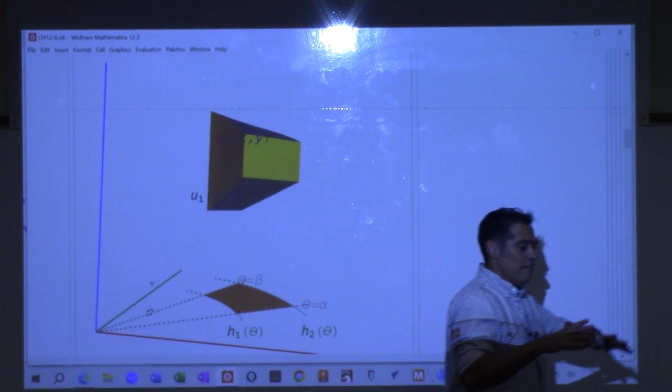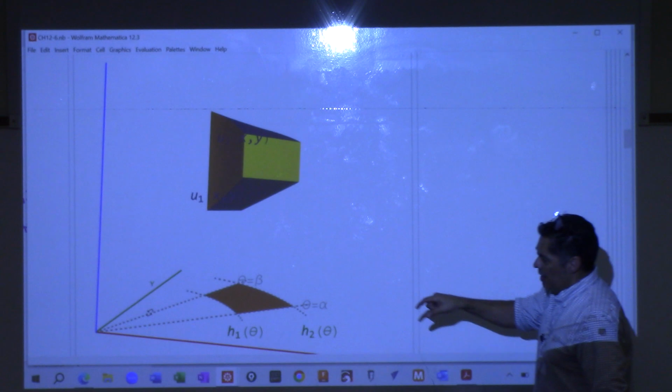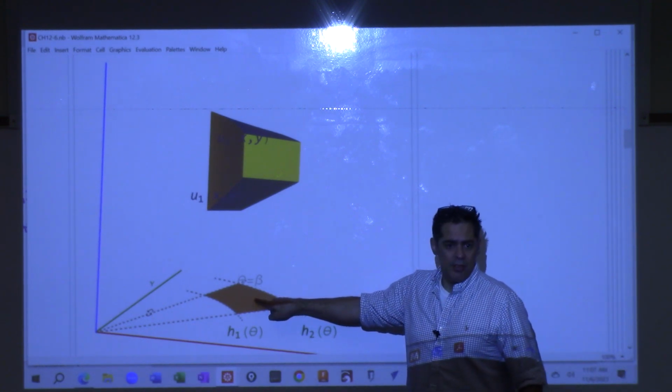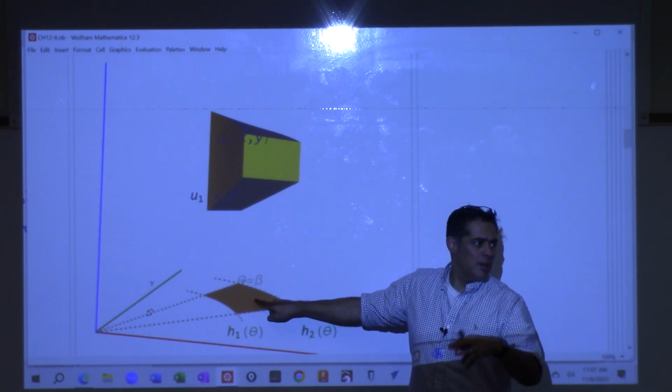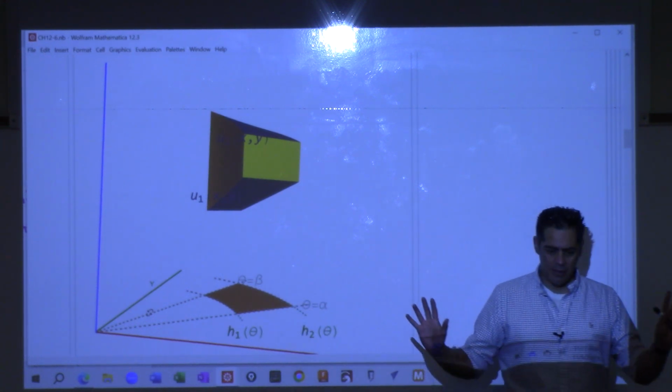So really, the only difference between Cartesian triple integrals and cylindrical triple integrals is the shadow on the ground is no longer type 1 or type 2. This is a polar region on the ground. That's the difference.